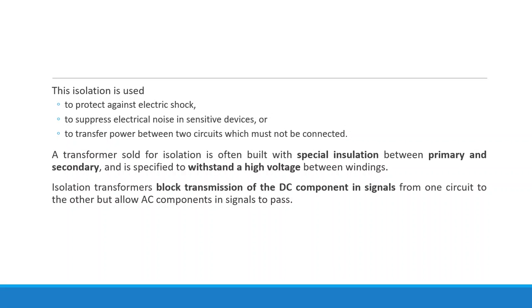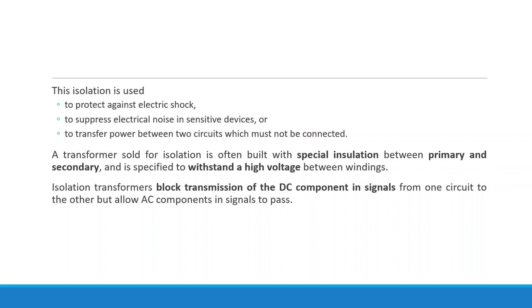The particular application of this transformer is to protect against electrical shock. Already we said the isolation transformer is considered for safety purposes, so it is going to protect against electric shock. It suppresses electrical noise in sensitive devices. It can be used to transfer power between two circuits which must not be connected, basically isolated. A transformer sold for isolation is often built with special insulation between primary and secondary windings, and it is specified to withstand a high voltage between primary and secondary windings.